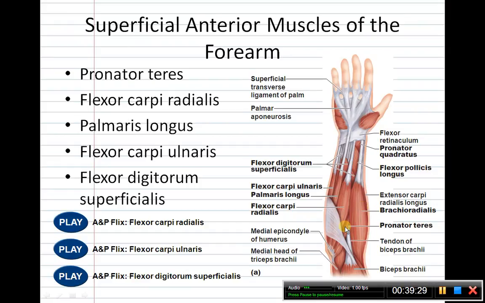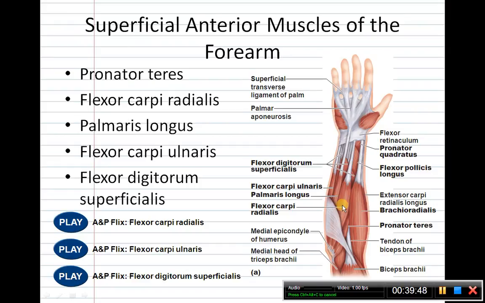So the pronator teres, you can see it. What's its main job? Pronator teres is to pronate the hand. Right, flip the hand over. We also talked about these three muscles. Right, they're all on the front of the arm, so what are they doing? Extending or flexing? They're flexing.